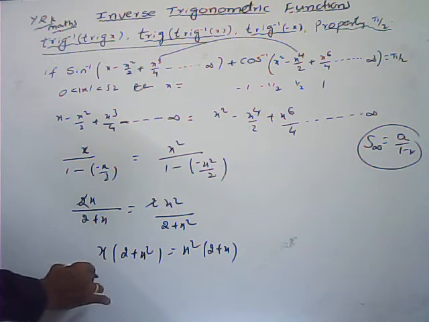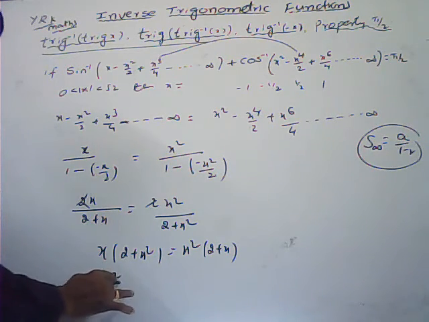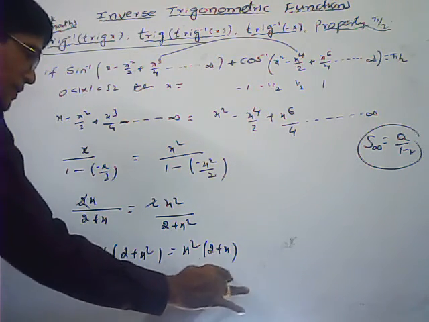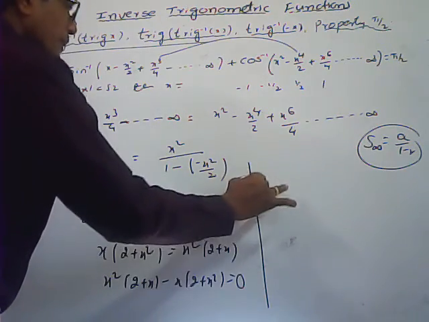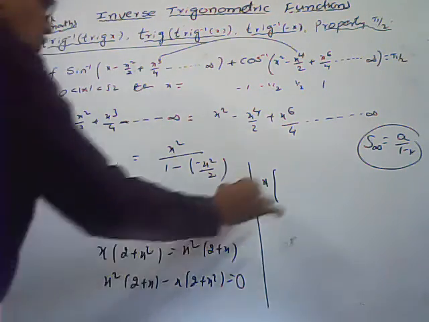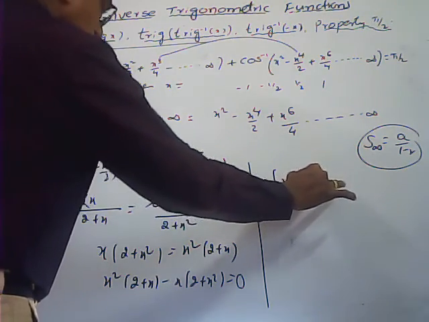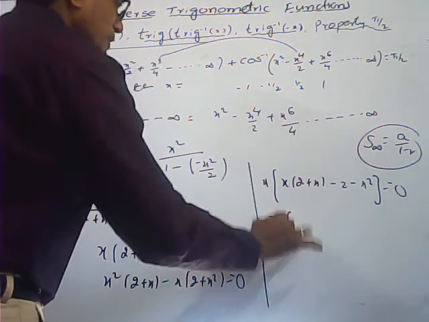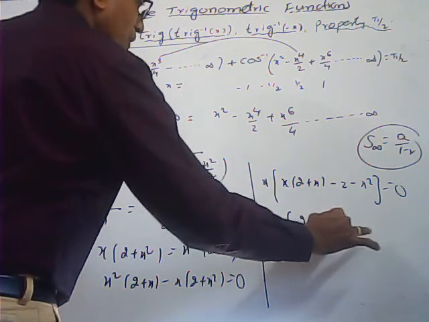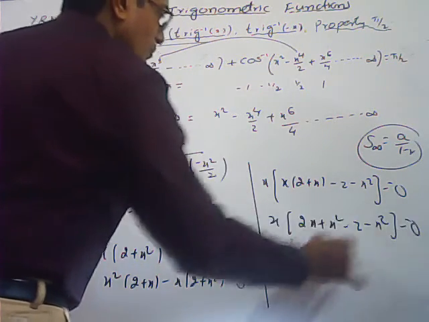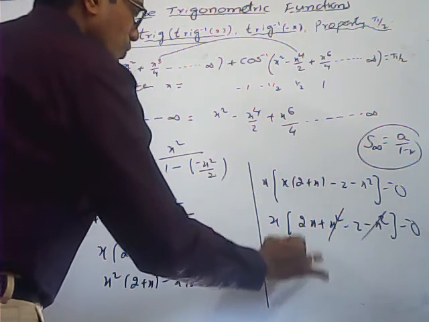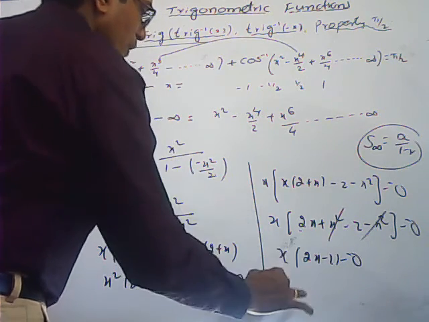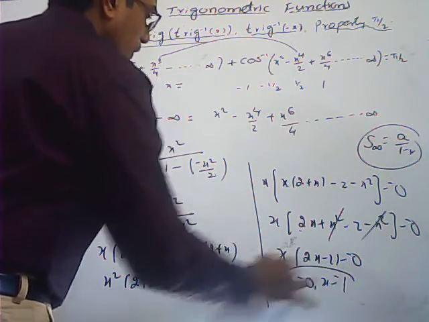Now x square into 2 plus x minus x into 2 plus x square is equal to 0. From these two terms I can take x as common, x into 2 plus x minus 2 minus x square equals 0, that is x into 2x plus x square minus 2 minus x square equals 0. These two get cancelled, x into 2x minus 2 equals 0. Either x equals 0 or x equals 1.